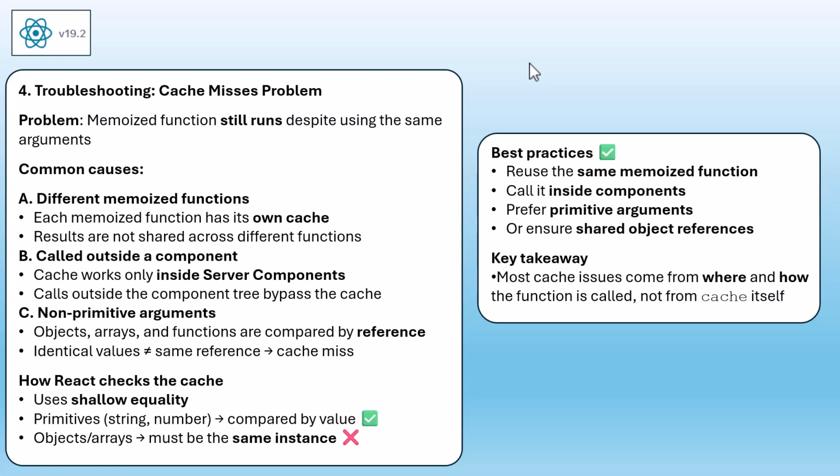C. You may be passing non-primitive arguments such as objects or arrays. Even if two objects contain identical values, they are not considered equal unless they are the same reference. React checks for cache hits using shallow equality. Passing primitives such as numbers or strings works because they compare by value. But objects, arrays, or functions only match if they are the exact same reference. To ensure consistent caching, either pass primitive arguments or ensure that multiple calls share the exact same object reference.